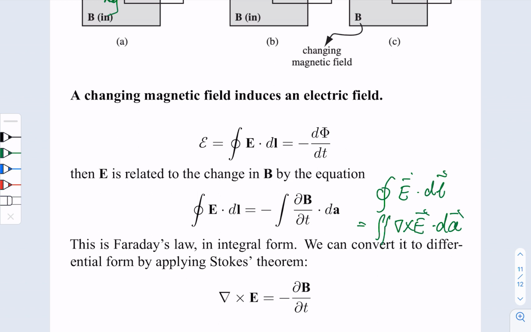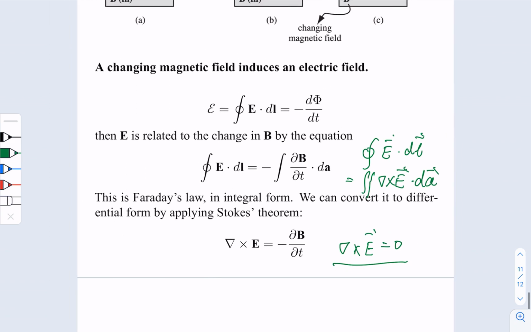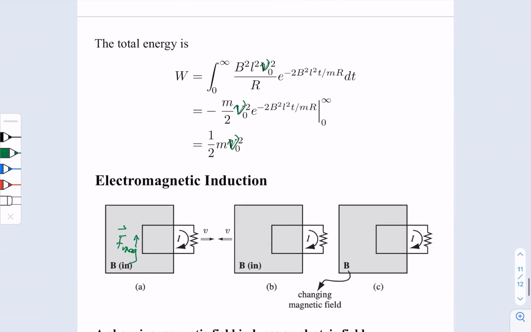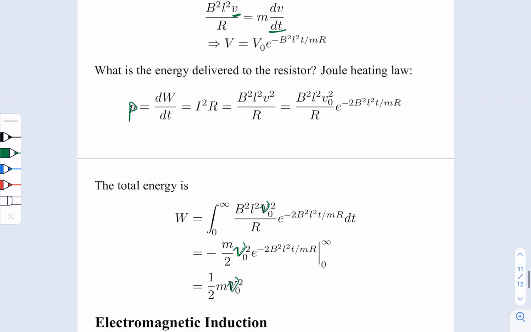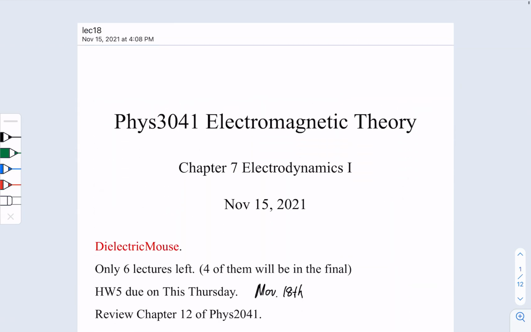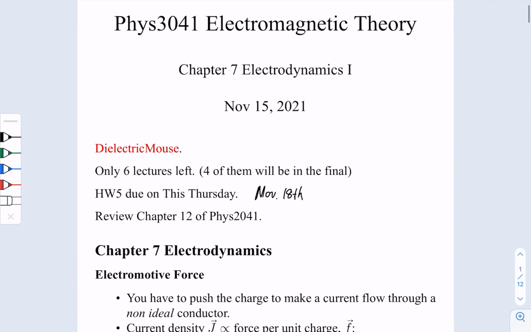So in the electrostatic case, this directly gives us del cross E equals 0. But remember that this is only a static case. So next week we will discuss electromagnetic induction in detail. And if you are not familiar, please remember to review chapter 12. It includes a lot of the fundamentals about electromagnetic induction.